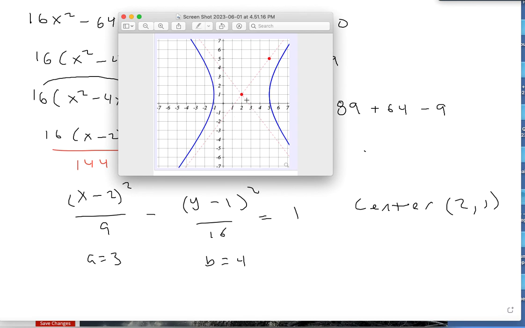And then B is 4, so that's the direction from the center to the other side of the box. So this means center to vertex is 3, and then center up is 4. So that's where they're getting that second point, over 3 and up 4. Hopefully that helps.